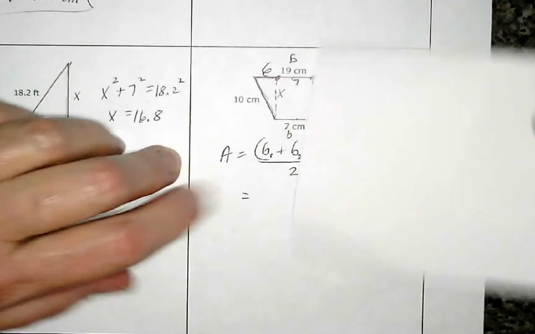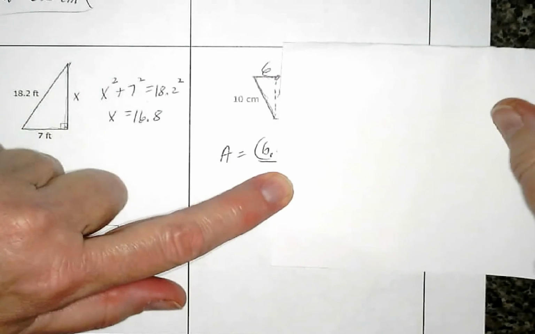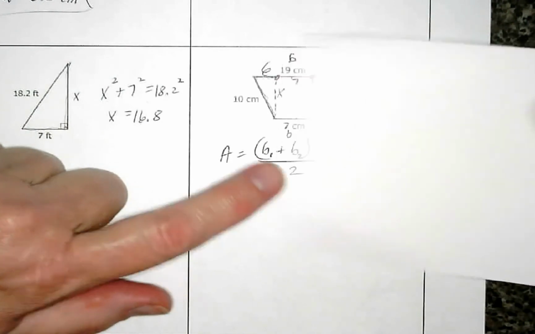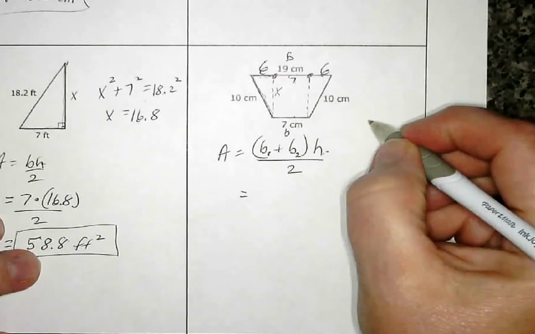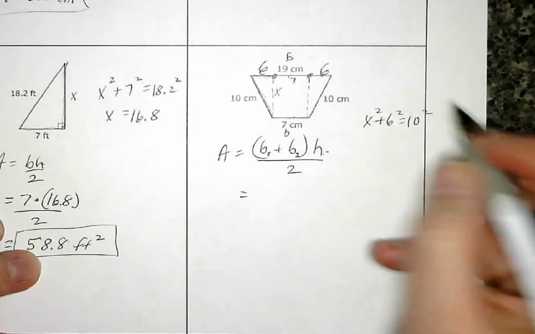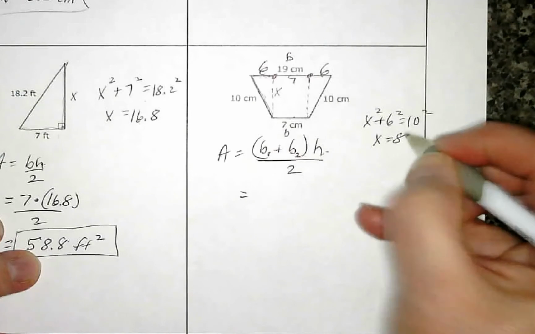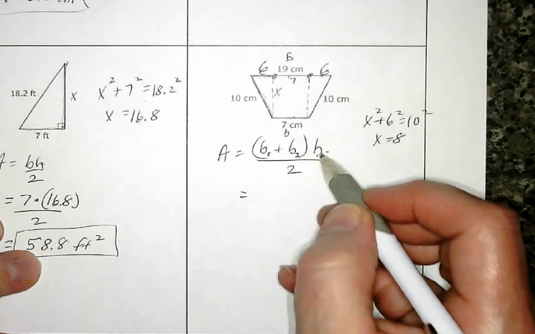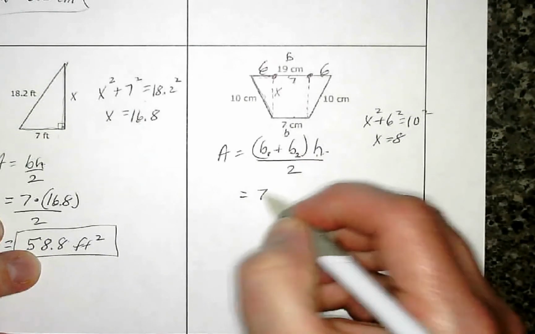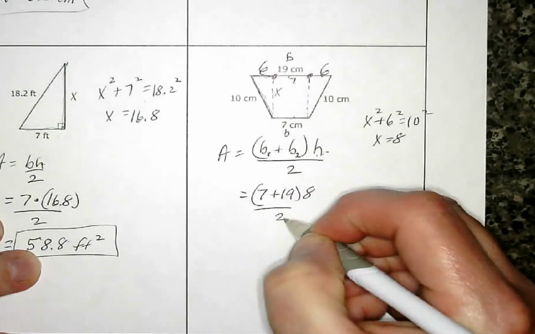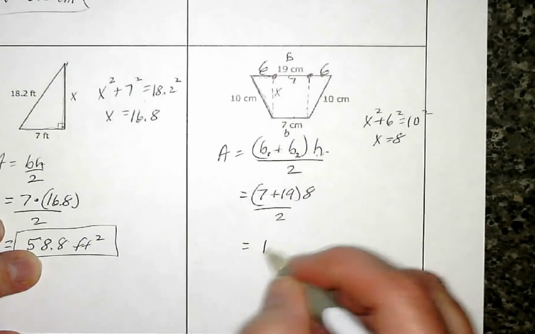So I'm basically just going to look at just one triangle just like that, where the legs are x and 6, and the hypotenuse is 10. So a little sidebar over here, x squared plus 6 squared equals 10 squared. When you work that all out, you get x equals 8. So now I have the height of my trapezoid. I'm going to fill in 7 plus 19 times the 8 divided by 2. Multiply them together, 104 square centimeters.